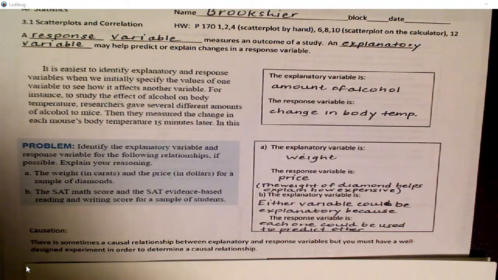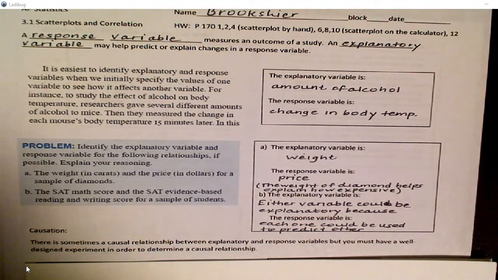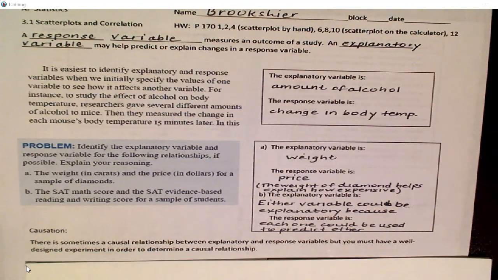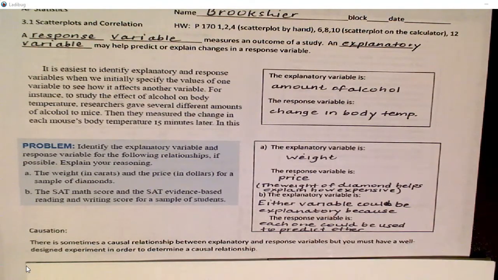In many studies, the goal is to show that changes in one or more explanatory variables actually cause changes in a response variable. However, other explanatory-response relationships don't involve direct causation. In the alcohol and the mice study, alcohol actually causes a change in the body temperature, but there is no cause and effect relationship in the SAT math and evidence-based reading and writing scores. So you can't really use that word here when you're talking about scatterplots and the response and explanatory variable, unless you have a well-designed experiment.